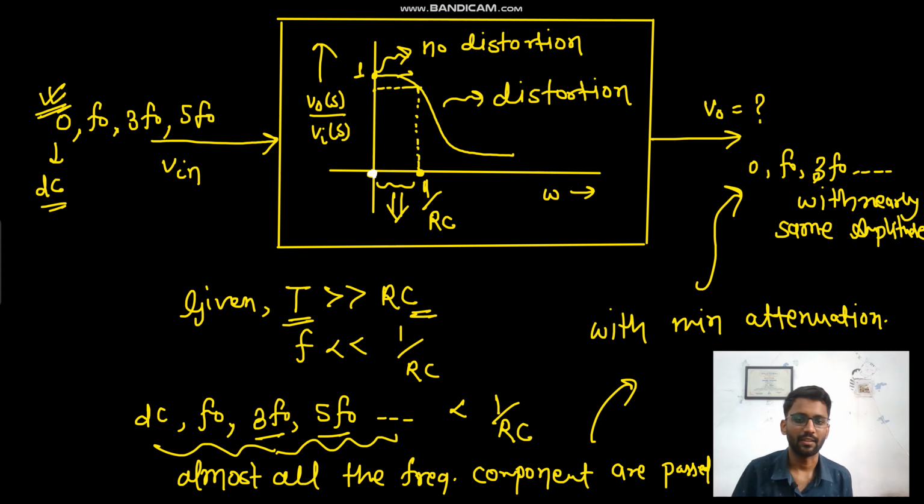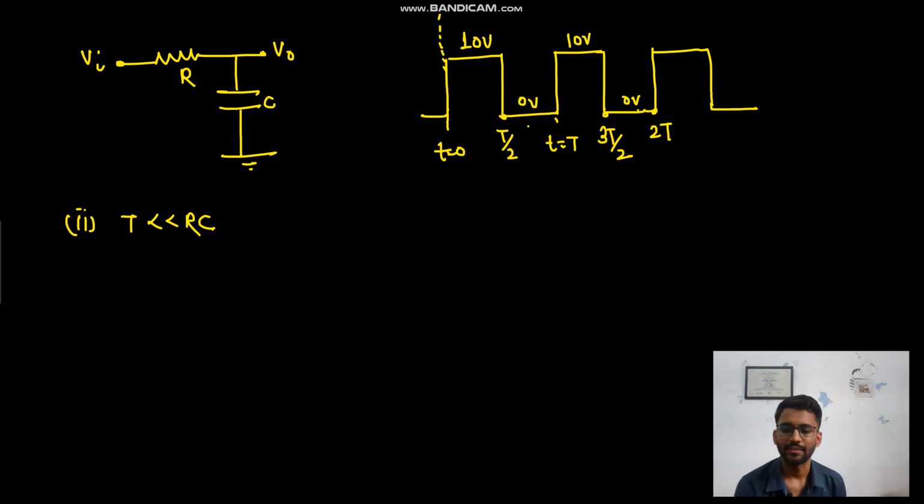Okay, so now we will see the second condition. So now we will talk about the second condition, that is T is very less than RC.